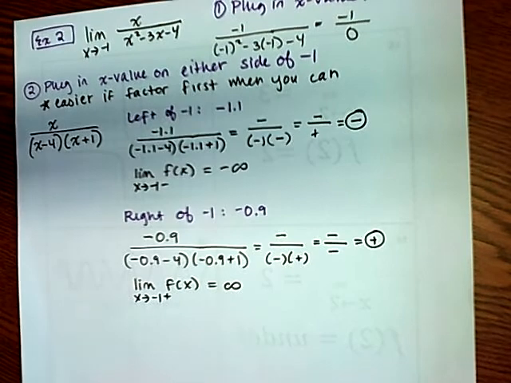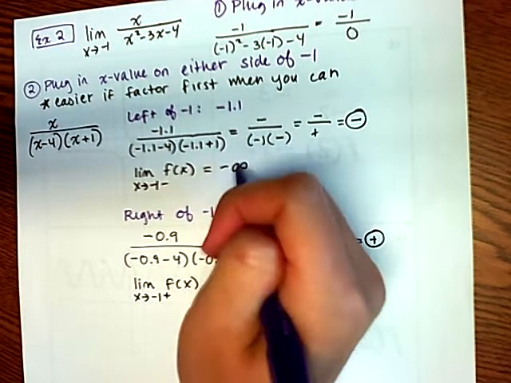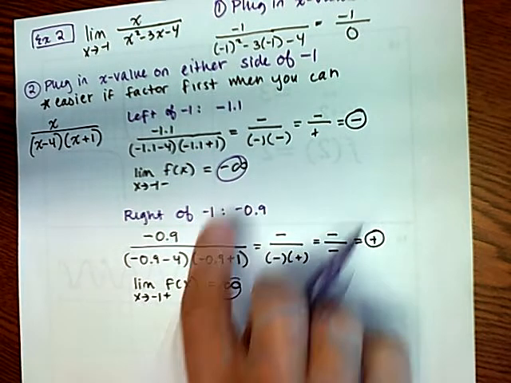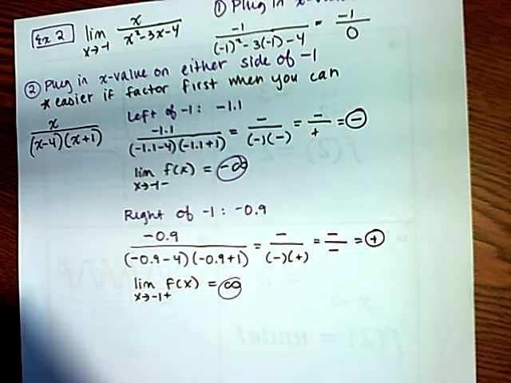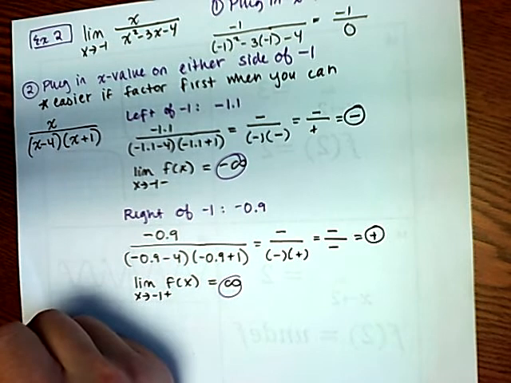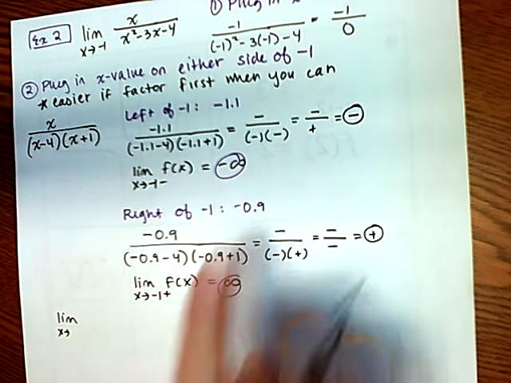Okay, and then my last step is to compare these two, right? So we compare, do they match? No. So what does that tell us? That tells me that my overall limit doesn't exist because I don't have the same sign of my infinities.